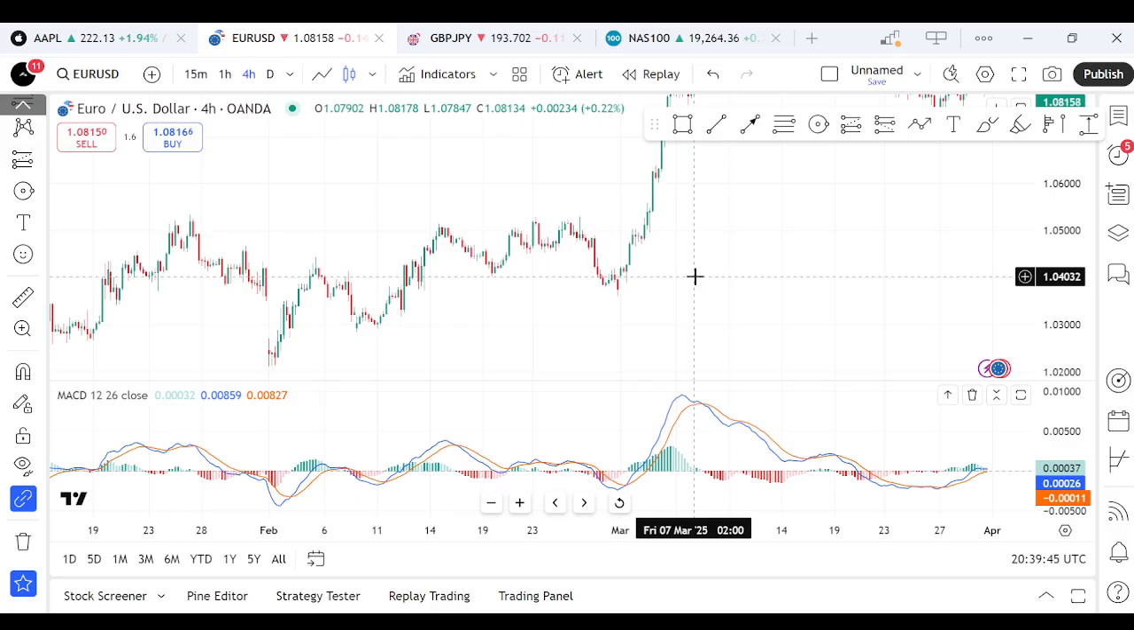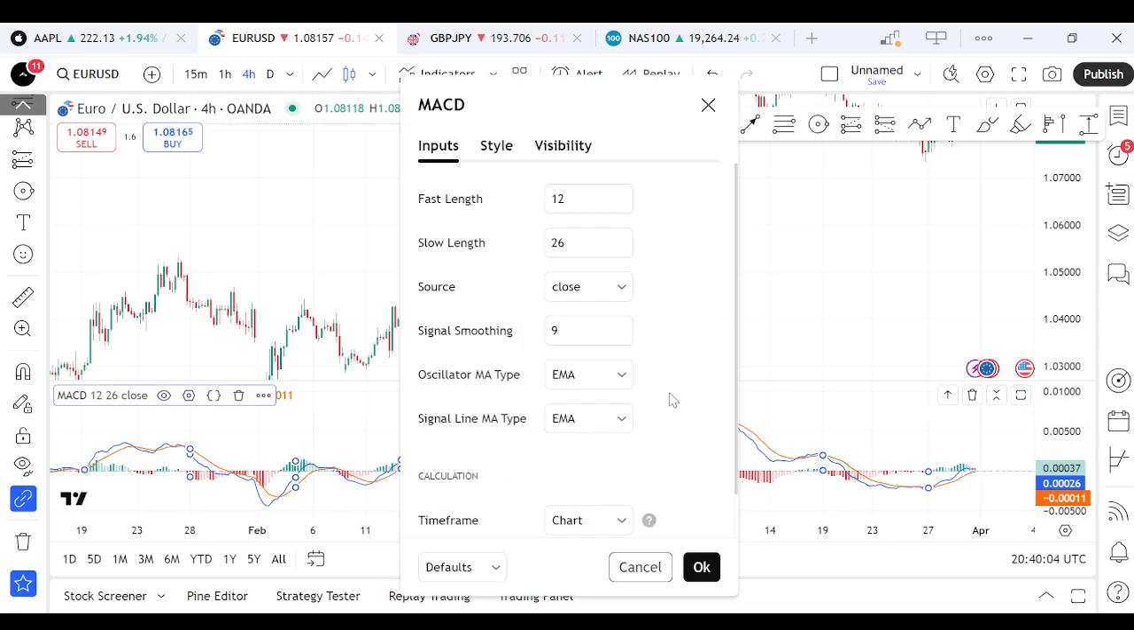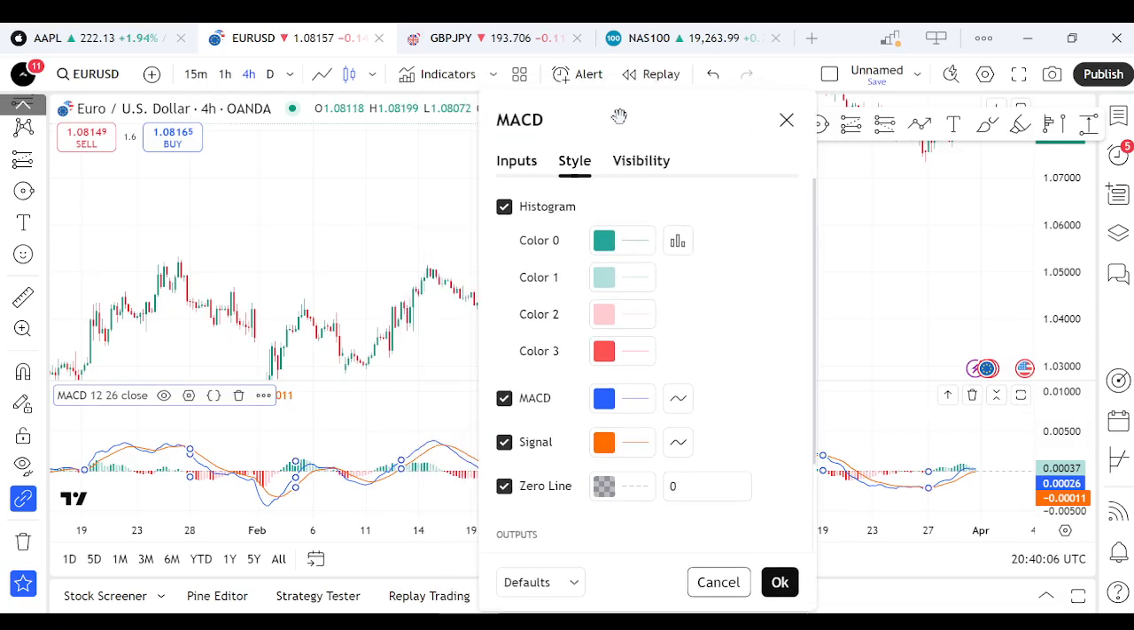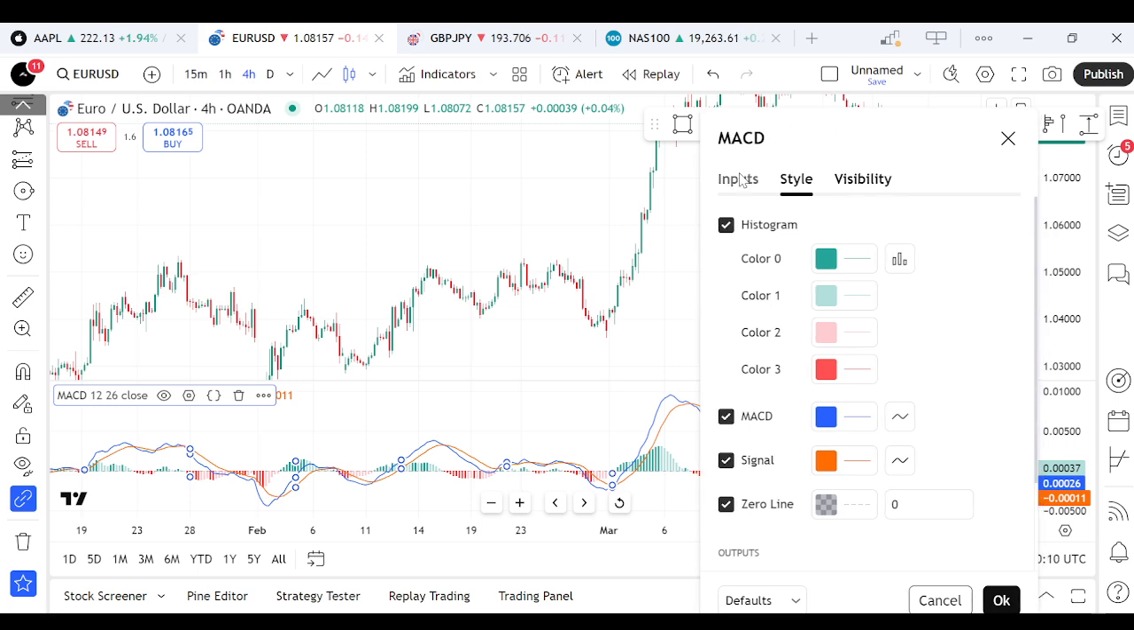So the MACD indicator is a trend following momentum indicator developed by Gerald Appel in the 1970s. It is designed to help traders identify changes in the strength, direction, and momentum of price movements. So the MACD consists of three core components actually. We have the MACD line, the signal line, and the histogram.